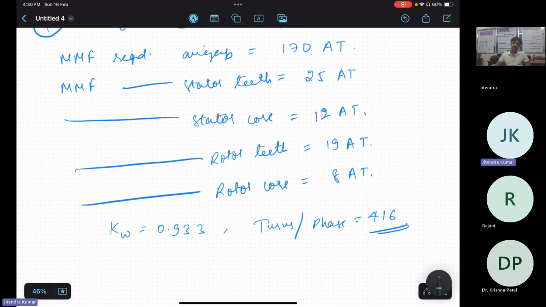So now can we calculate magnetizing current? Ampere turn, NI. We know all the NIs, no? Yes, we know all the NIs.